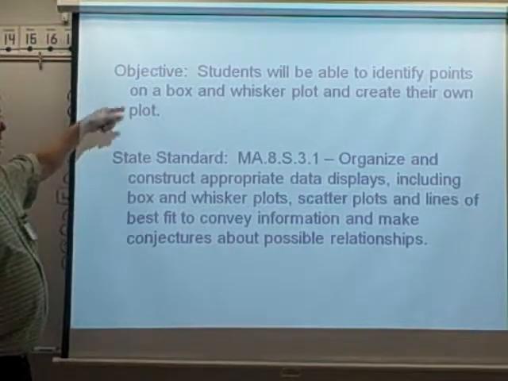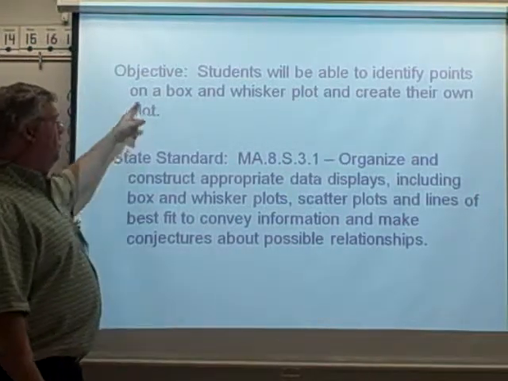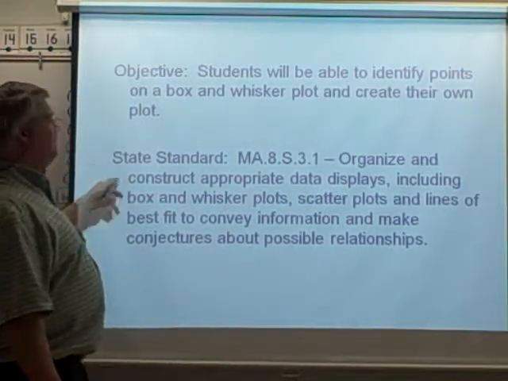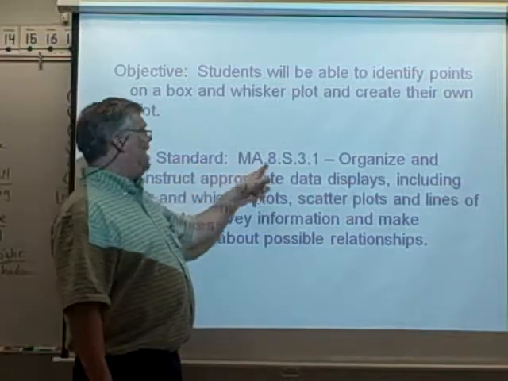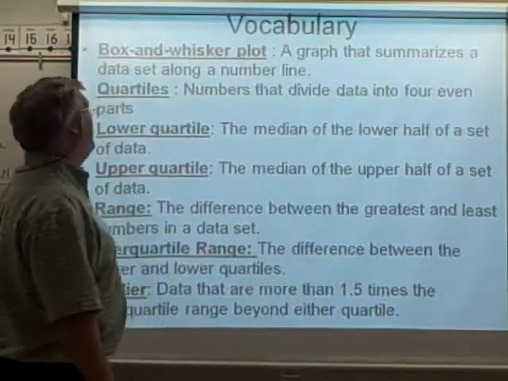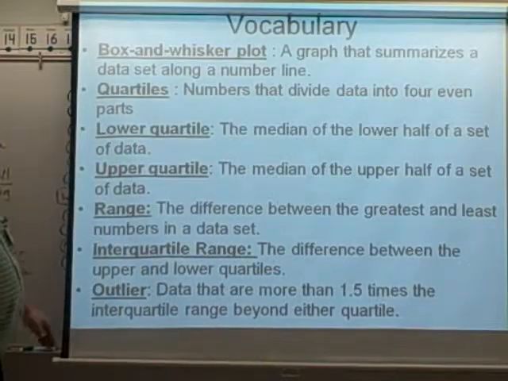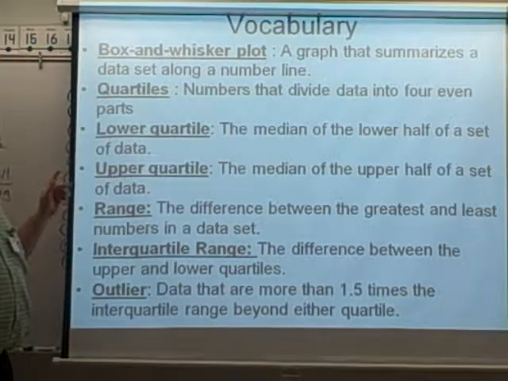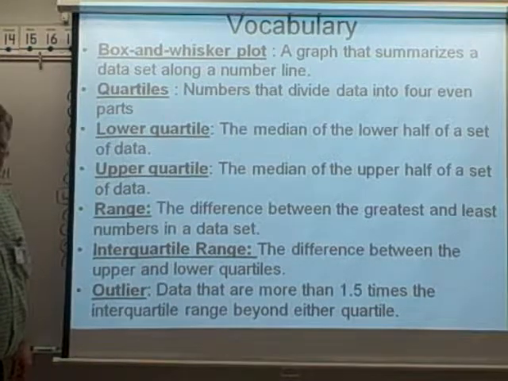Alright, the objective is students will be able to identify points on a box and whisker plot and create their own plots. The state standard is the MA8 S31. You can look that up. Vocabulary. Now, for my students, this is going to serve as your you-dos for the class year. Just pause the video, write down the vocabulary.